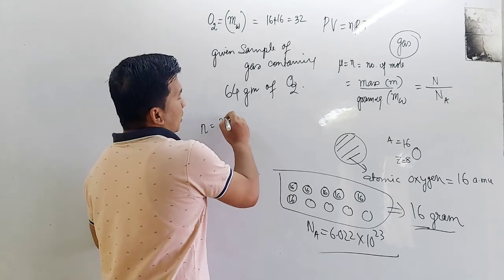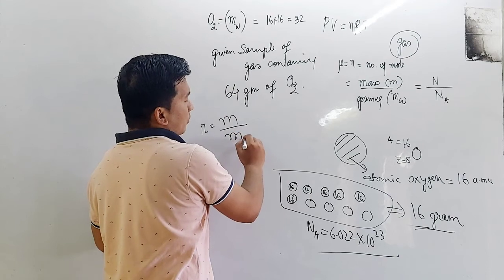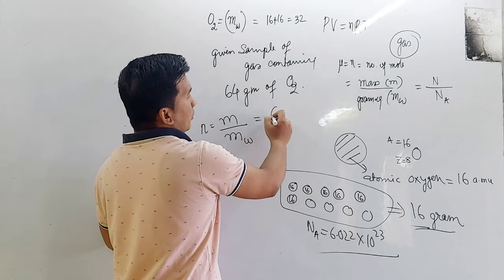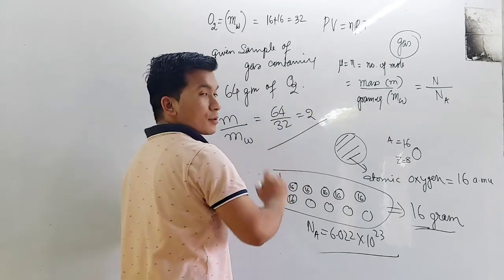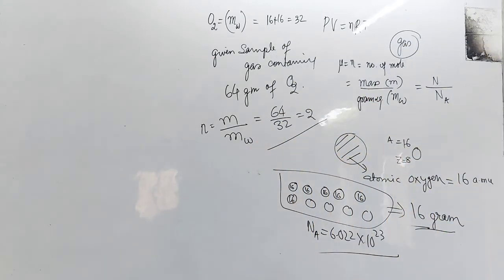It should be the given mass of the sample divided by the gram molecular weight of the oxygen molecule. It should be equal to 64 divided by 32, and this will be 2 moles. This is the way we calculate our number of moles: the given mass divided by the molecular weight.